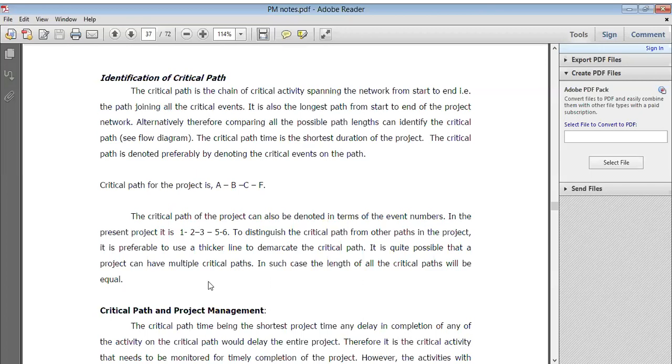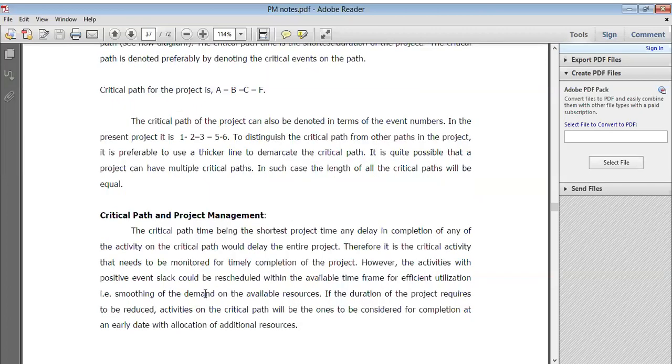I hope you understand this session, and it is important, but practice is required. If you know how to calculate the formula on that basis, then it is easy. So every day, or every 2 or 3 days, or within a week, just practice the critical path, so it is easy to calculate at the time of examination. The critical path of the project can also be denoted in terms of the event numbers. In the present project it is 1 2 3 4 5 6, to distinguish the critical path from other paths, right? So here we calculated.